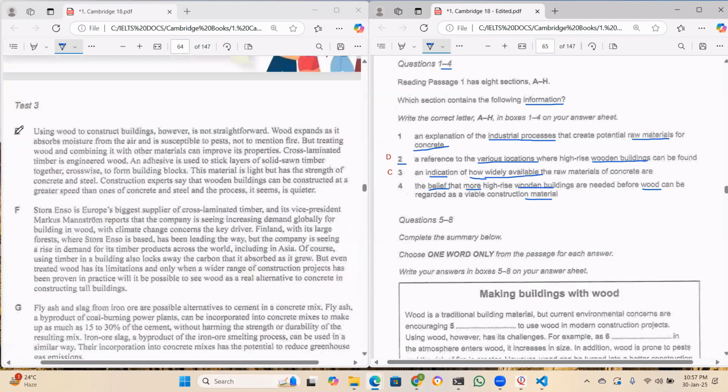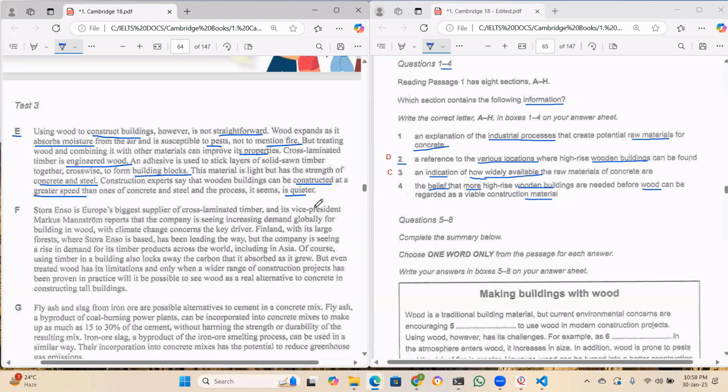Next, it is E. So using wood to construct buildings, however, is not straightforward. Wood expands as it absorbs moisture from the air and is susceptible to pests, not to mention fire. But treating wood and combining it with other materials can improve its properties. Cross-laminated timber is engineered wood. Adhesive is used to stick layers of solid sawn timber together crosswise to form building blocks. This material is light but has the strength of concrete and steel. Construction experts say that wooden buildings can be constructed at a greater speed than ones of concrete and steel, and the process is quieter.